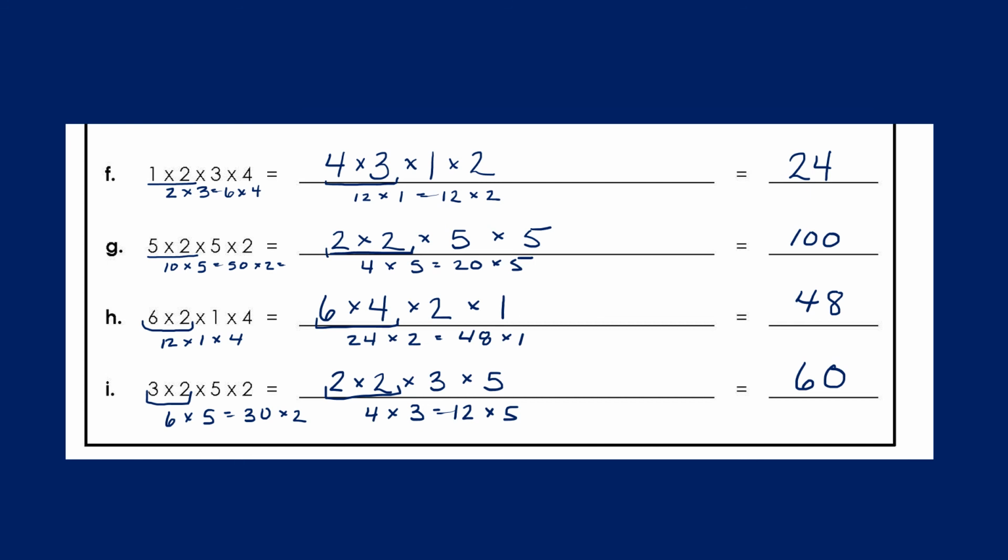So the commutative property of multiplication tells you that you can switch the order of the factors and you will still get the same product.